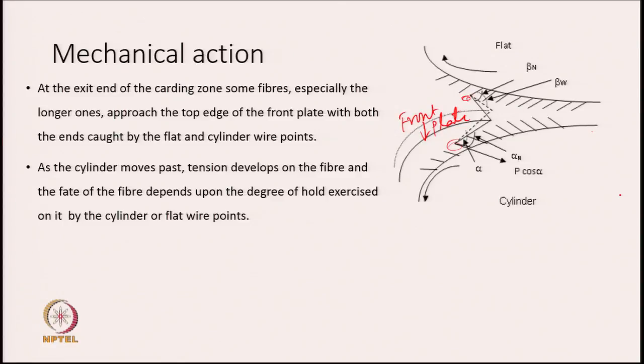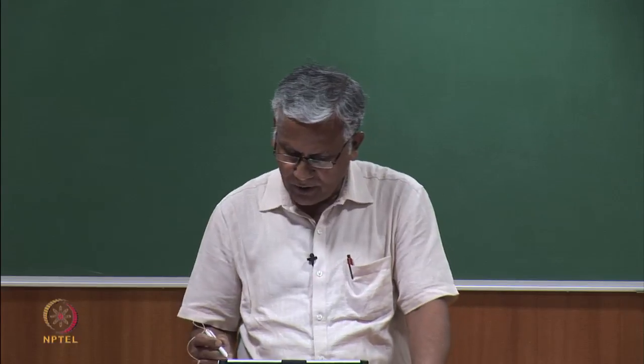Now, this is the situation which will happen to many long fibers. As the cylinder will move forward, tension will develop in this fiber. When the tension develops, now what will happen to the fiber? Who will take away the fiber? It all depends on which wire point exercises more grip on the fiber.